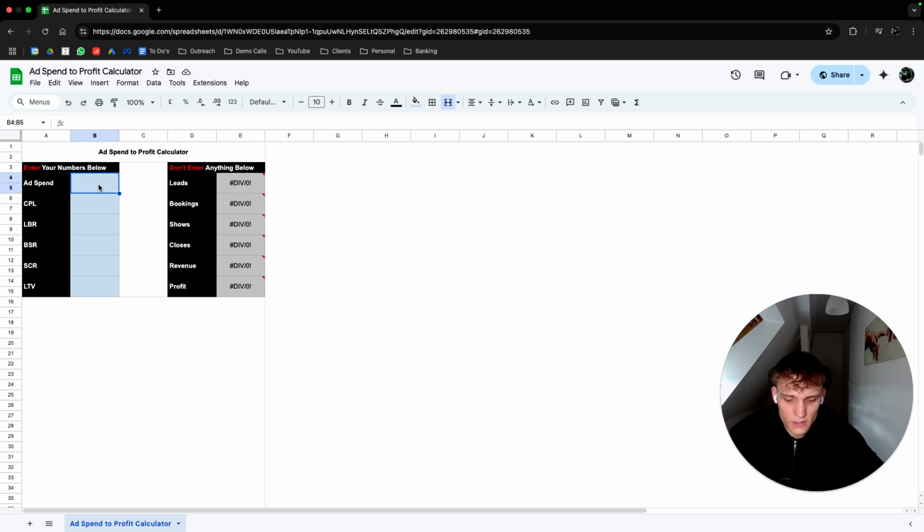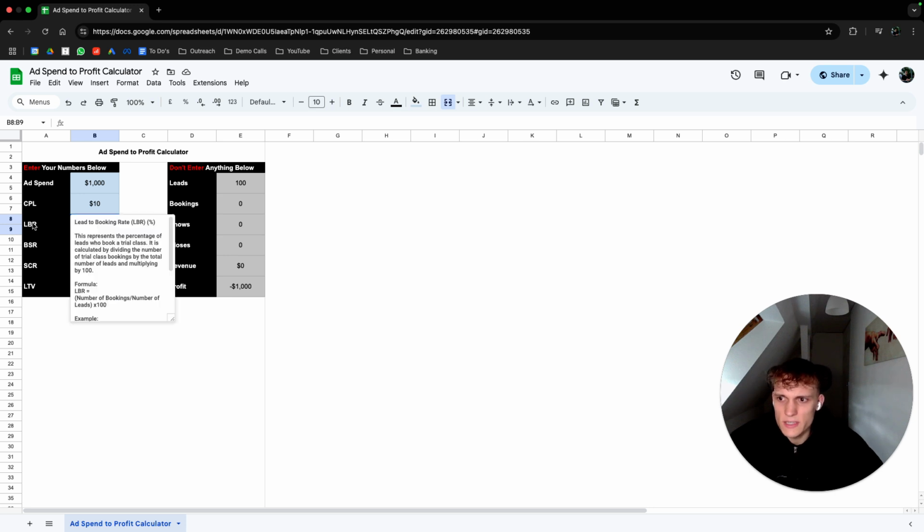So ad spend, this is the amount of money you want to spend on the ads, let's say within the next 30 days, right? So let's say you could spend $1,000 within the next 30 days on the ads. And then you say, all right, cost per lead, what do I think is a good cost per lead? If you don't know it, I would just go with $10 cost per lead. And what you can see now is that some numbers are popping up here. For example, if we spend $1,000 on the ads and we have a $10 cost per lead, we get 100 leads.